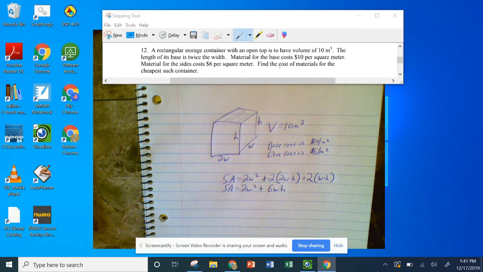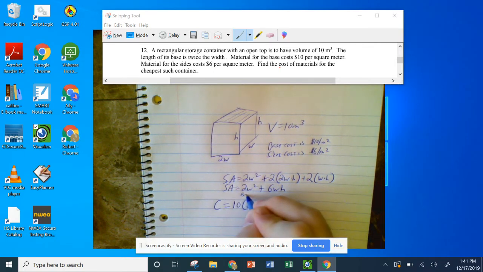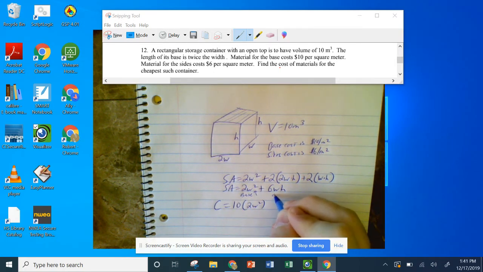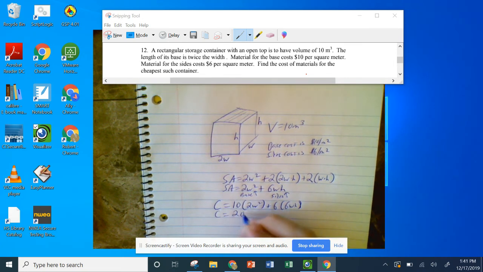Well, the cost is $10 per square meter. So that's $10 times the 2w squared. That's the base right here. And these are the sides, and it's $6 for the sides. So plus 6 times 6wh. Clean that up for a second. We got 20w squared plus 36wh. Now I've got my formula to minimize.